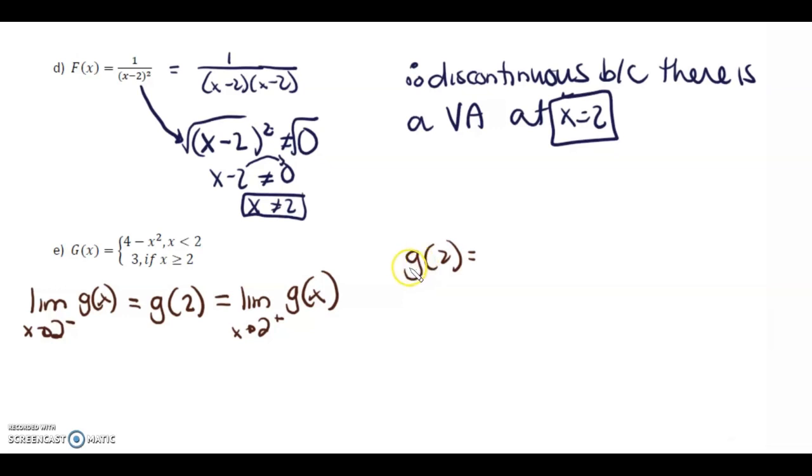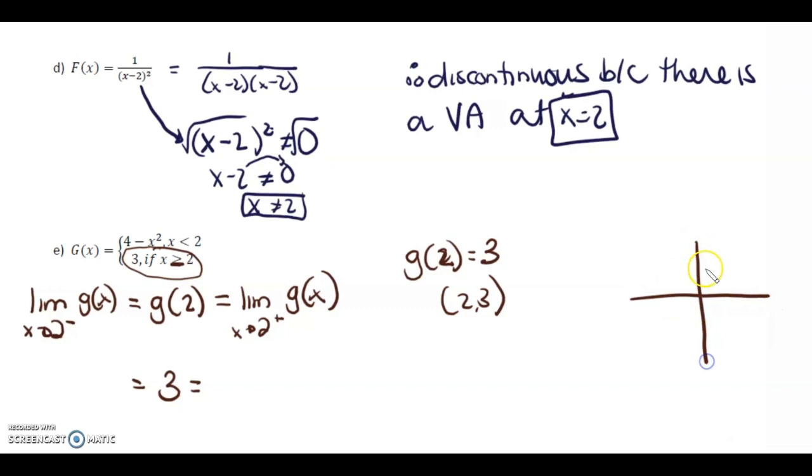If we are trying to look for g at 2, which one of the parts of this function includes 2? Well, it's going to be this underlying one, when x is greater than or equal to 2. So that's 3. So we have the point 2, 3 here. So this point in the middle is 3. Now we have to consider this graph from the left and this graph from the right, and think, does it approach the same number? Does it approach 3?